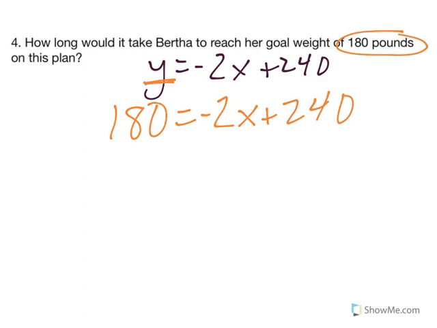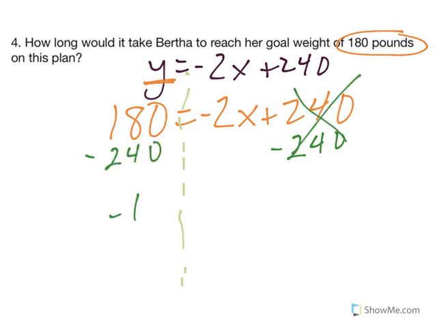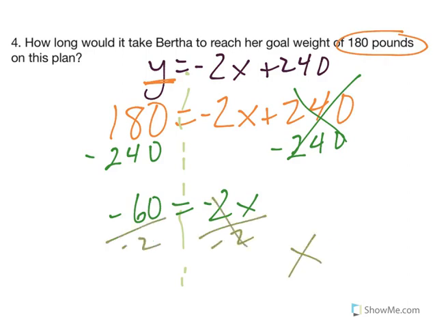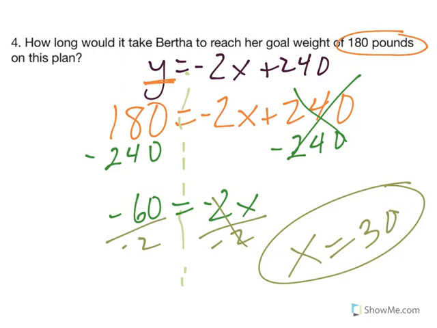If we want to get x by itself, we know we've got to do the same thing to both sides of the equal sign. So I'm going to subtract 240 first. Those go away, and I have negative 60 equals negative 2x. I will then divide both sides by negative 2, and x equals 30. So if Bertha sticks with this plan for 30 weeks, our answer is in weeks because that's what x represents, she will be at her goal weight of 180 pounds.